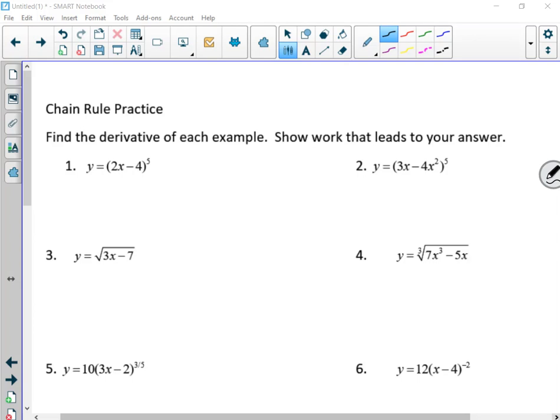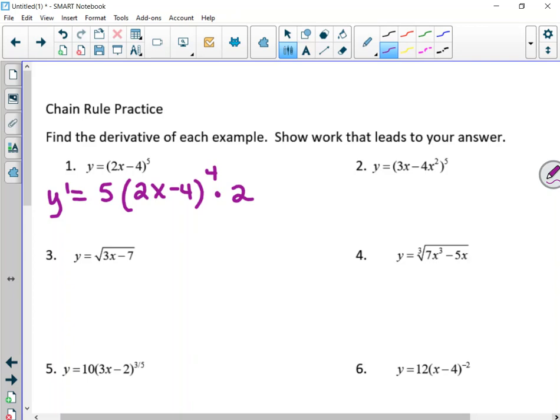Down the list here to some other sort of chain rule styles. All right, so our most basic type of chain rule problem is when we've got a quantity raised to a positive power, like 2x minus 4 all to the fifth, or even a more complicated expression like 3x minus 4x squared all to the fifth. I don't know why I was in love with fifth powers when I was writing this. So the derivative using chain rule is 5 times the quantity 2x minus 4 all to the fourth power times an additional 2.